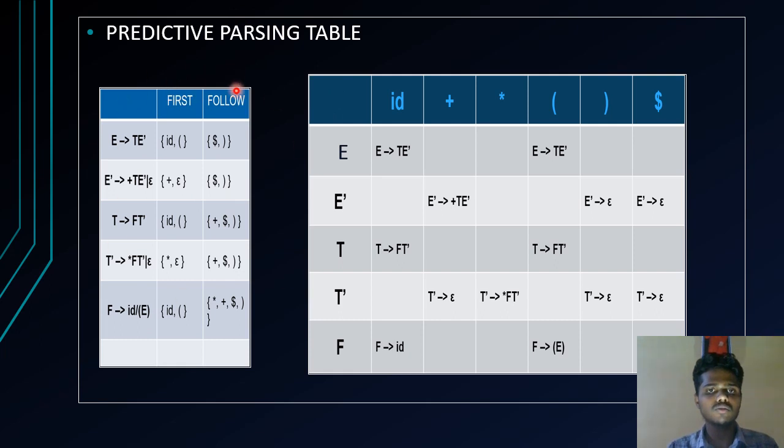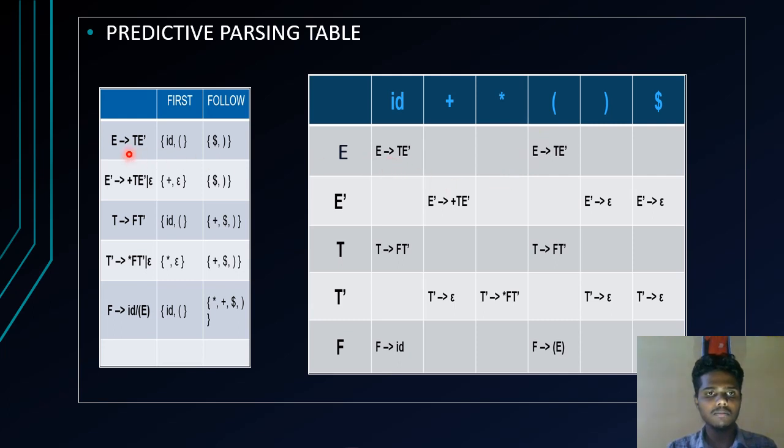So this was step 2. Step 3 was constructing the parsing table. Here we need to make all the symbols as columns, that is id, plus, star, open parenthesis, closed parenthesis and then dollar. So we should make them as columns. Then the given grammar non-terminals you should make as rows: E, E dash, T, T dash and F. After that for E, we need to check what is the first of E, that is id and open parenthesis. So we have to write it in id and open parenthesis.